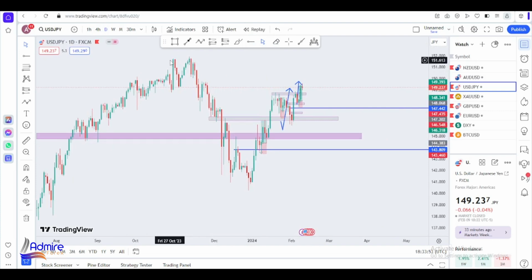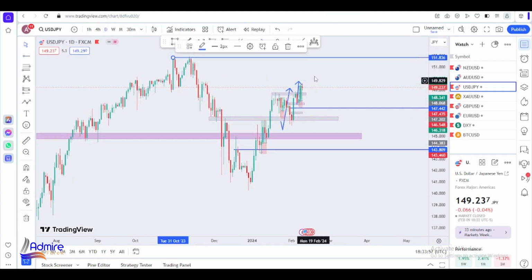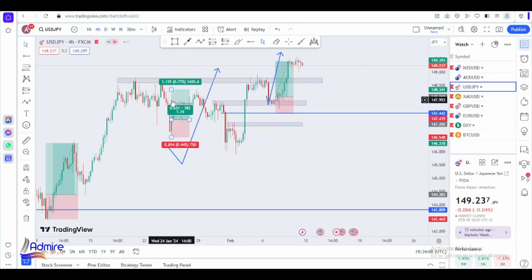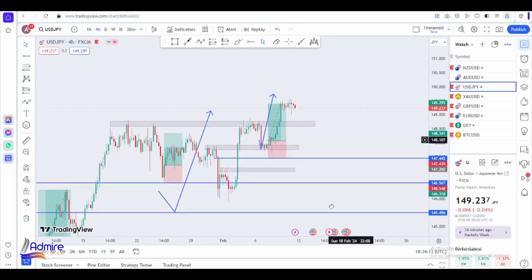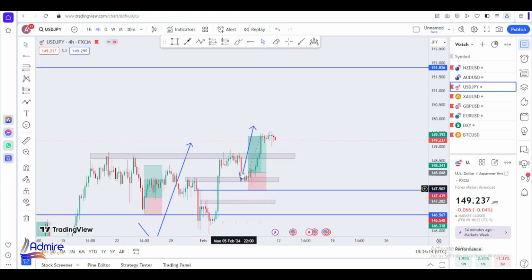So the next levels we'll be targeting: price would be pushing bullish continuations. Price should be pushing to the 151 area, all the way to the upside, which is this next resistance level. But let's scale down to a lower time frame, like the 4 hour, to see the best levels to take advantage of the bullish continuations.